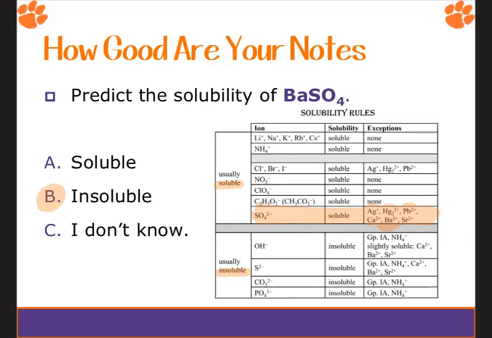So again, just kind of earmark this table, write it down, copy it down, whatever you need to do. But it is very good to have on hand, especially when we go to the next section, which is talking about precipitation reactions, where you're going to have to predict solubility. So just keep an eye out for it.